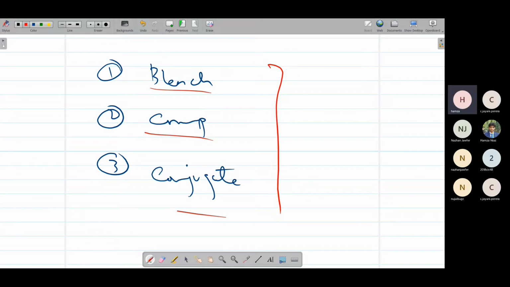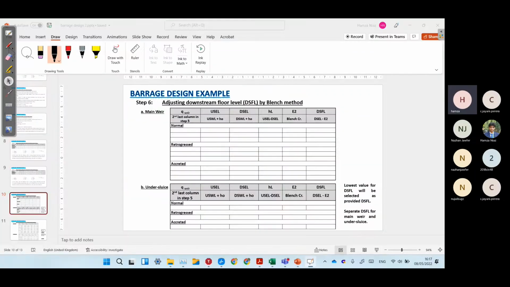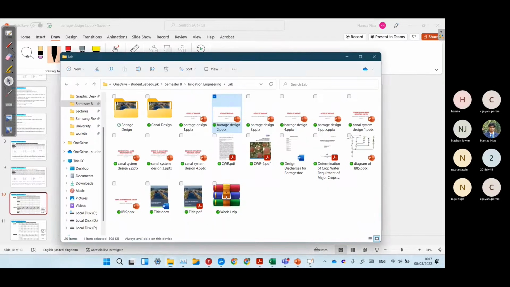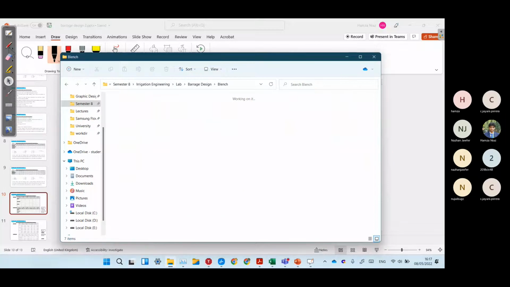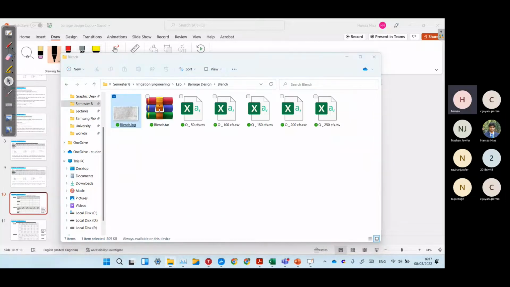All right. So first of all, for the Blench method, if we look into these Blench curves, this is the Blench curves.